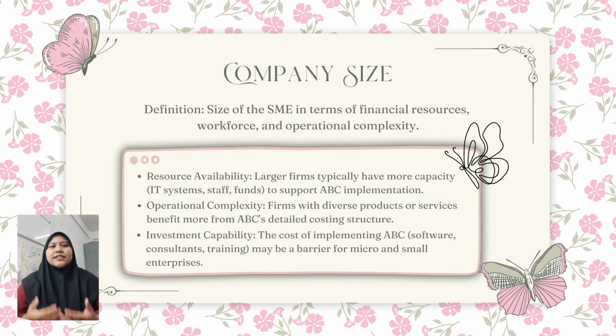Last but not least is company size. Size of the SME in terms of financial resources, workforce, and operational complexity. Big companies usually have more money, more staff and system to support ABC. And also, if the company sells many products and services, ABC helps them to understand their cost better. But for small business, ABC can be expensive to start because of the software, training, and hiring consultant. So, in summary, ABC adoption in Malaysia depends on outside pressure, the hope to save money, the people's mindset, and the company size.